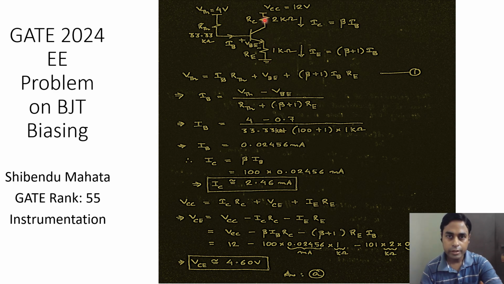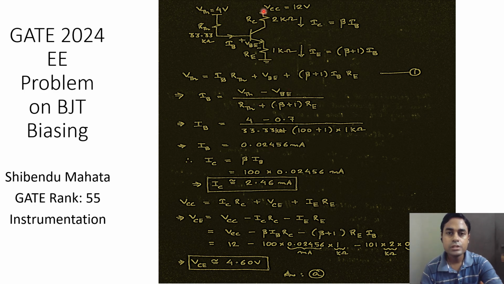Now from the right-hand part of the network, we are now going to consider this part of our circuit. That means we start with VCC, then there is a voltage drop across RC, then there is this drop of VCE, and again there is a drop across RE. So we are considering this loop now, and we can frame the KVL expression because our target is now to find out the value of VCE.